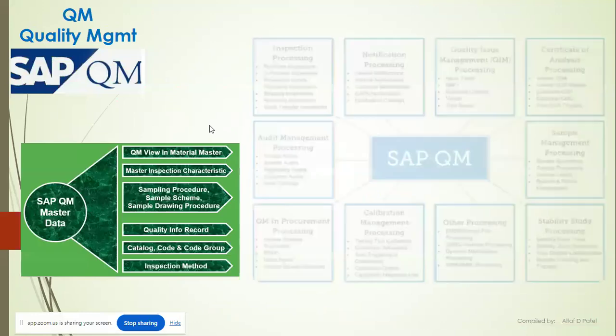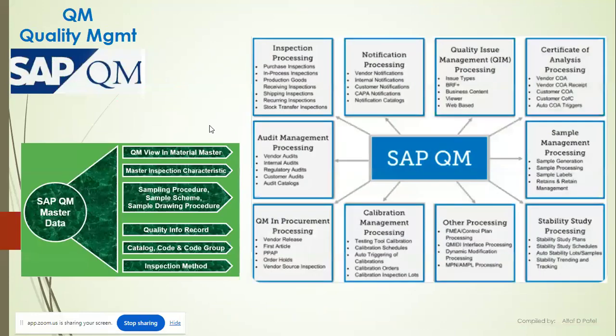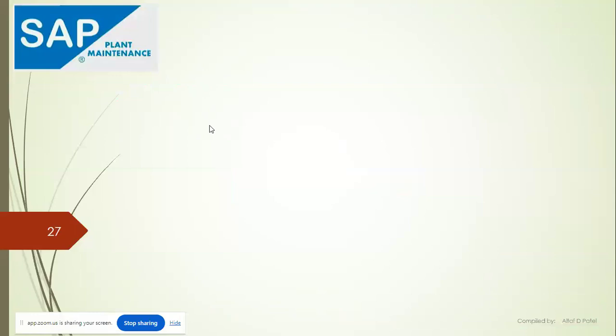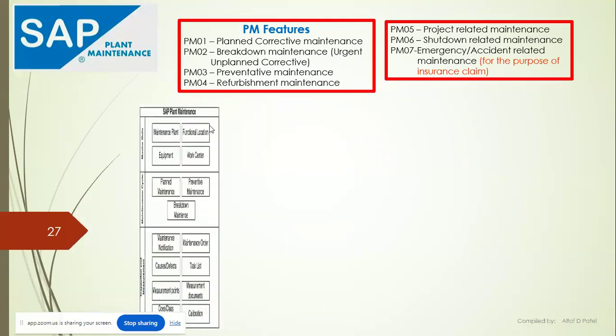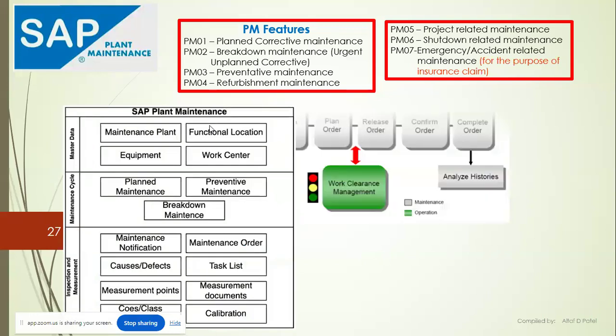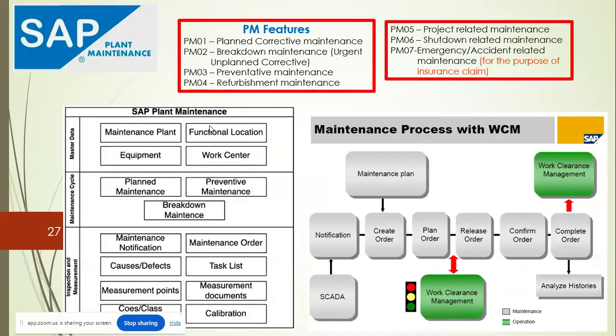Quality management also important. This slide will be shared with you. You can just go through because running out of time. So plant maintenance is also important if you have a manufacturing unit. So all these processes will be done.